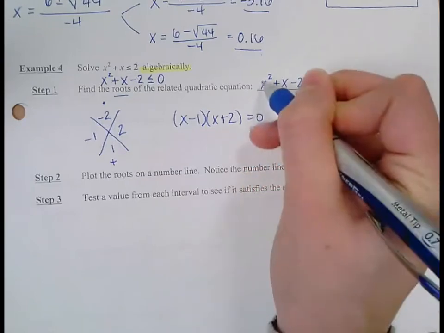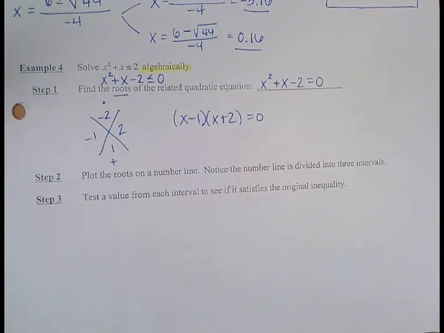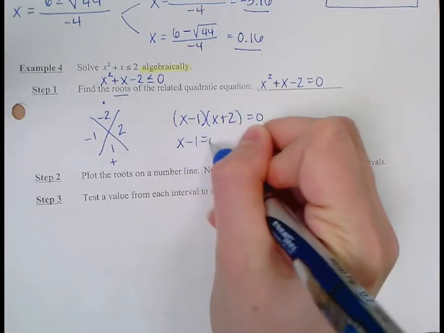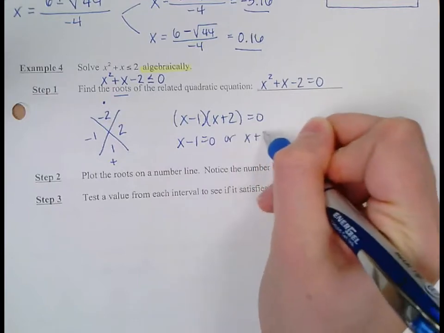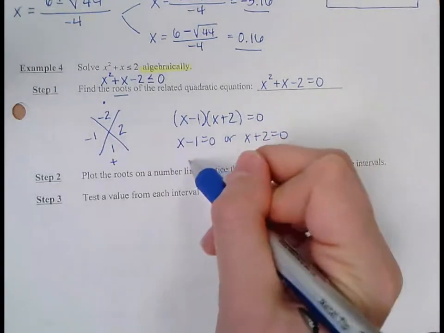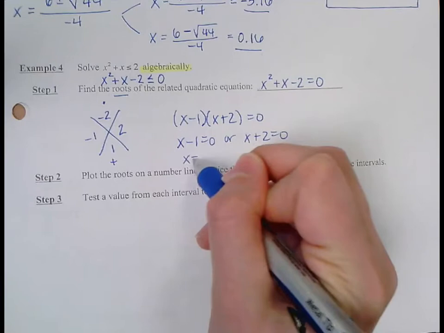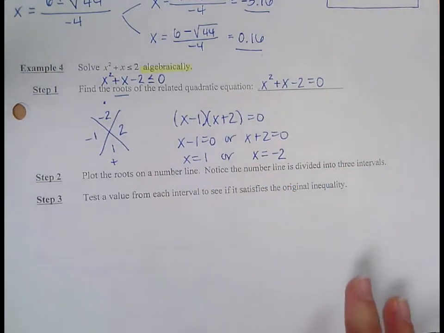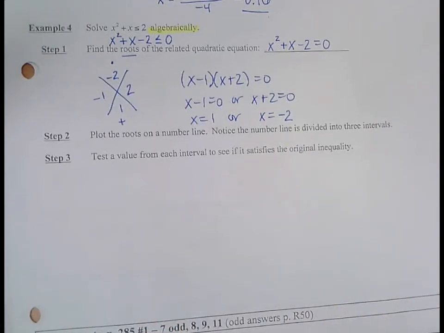So then it would be x minus 1 times x plus 2. Since your a value is 1, we can go straight to the factored form and then set each factor equal to 0. So x minus 1 equals 0, or x plus 2 equals 0, meaning x is going to equal 1, or x equals -2. Okay, so that first step is the same between both methods.